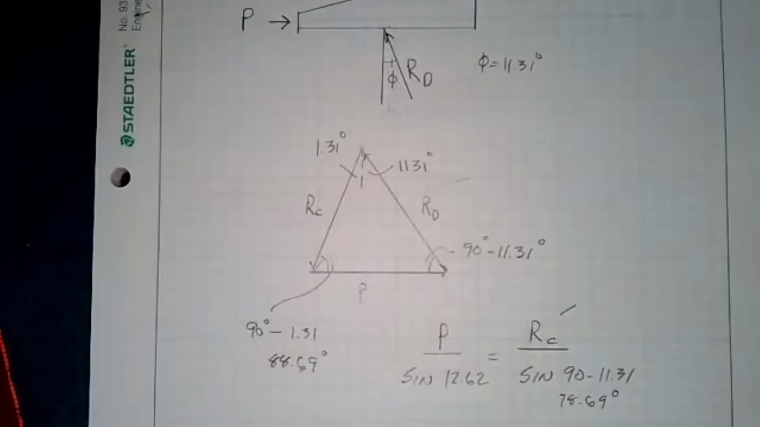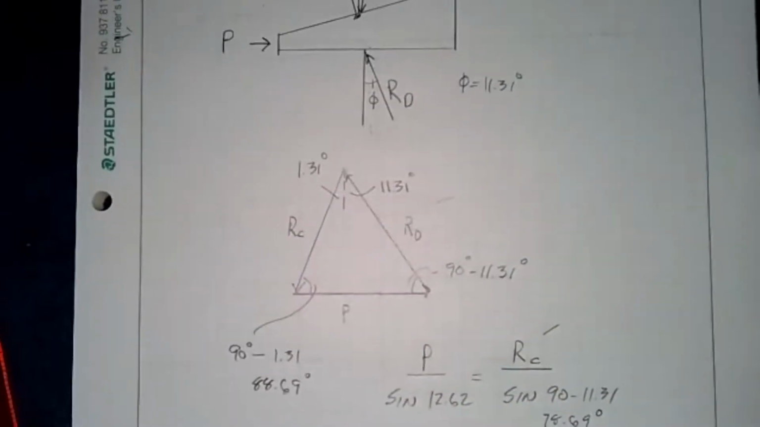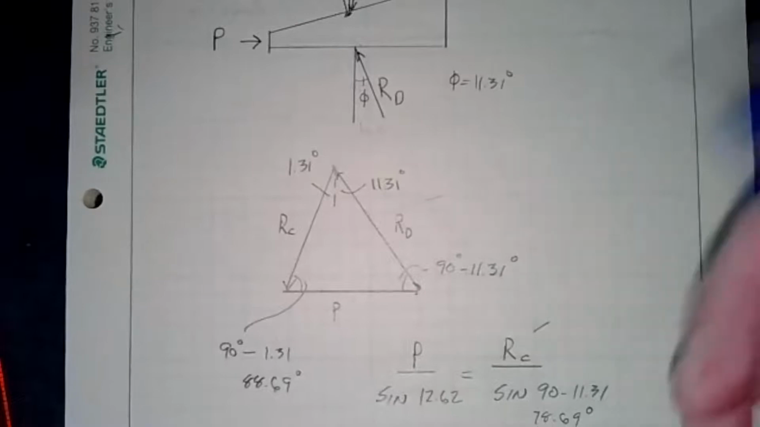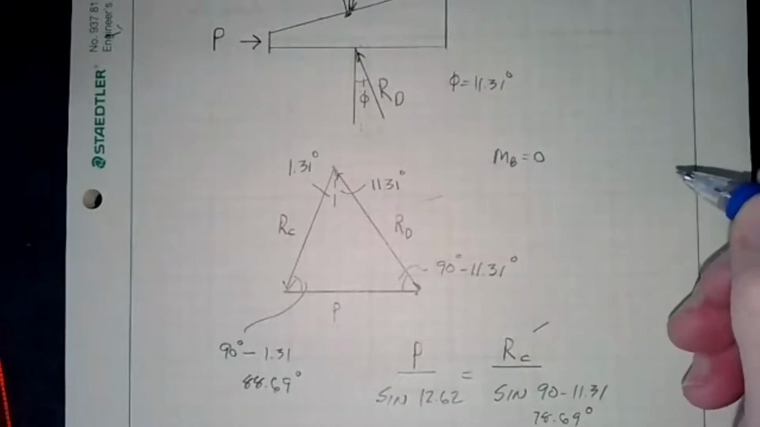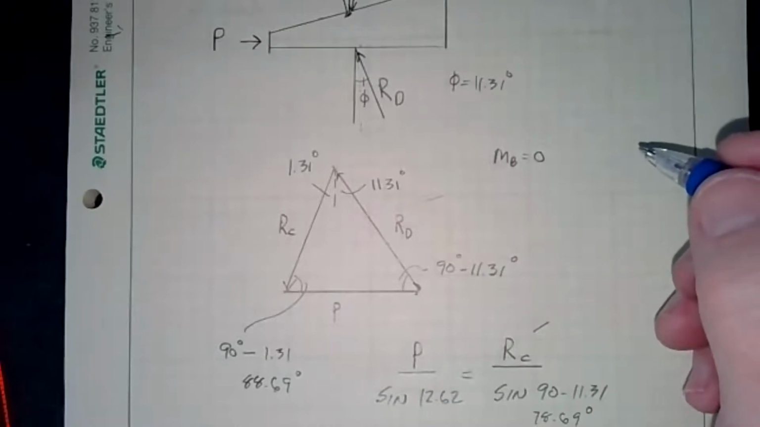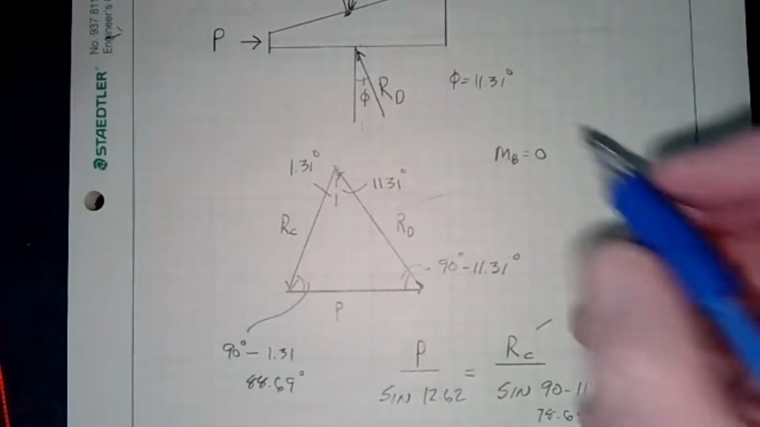Now, before I plug it in, I want to point one thing out, that we are decreasing RC also. So now RC is no longer 515 because of this fact that this reduced to 1.31. We have to redo our moment equation. I should have done it sooner, but remember that we took the moment about B to 0.